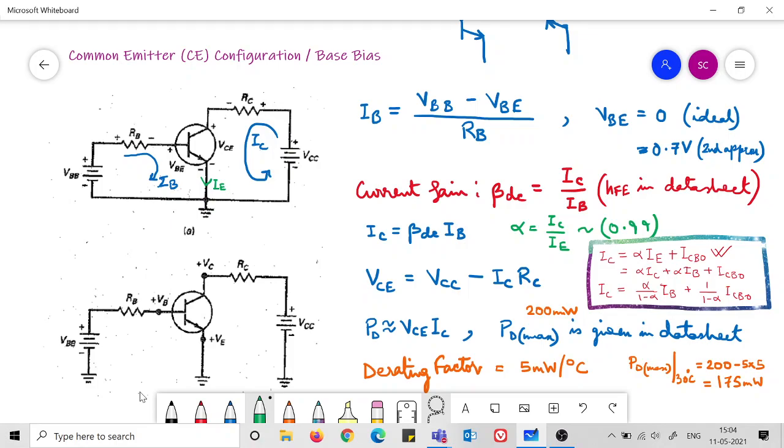First, normally what we do is try to figure out what the base current is for any circuit, for any BJT configuration. We try to find out the base current, and then we try to find out the collector current and the VCE voltage. So these three things we try to get for any configuration.